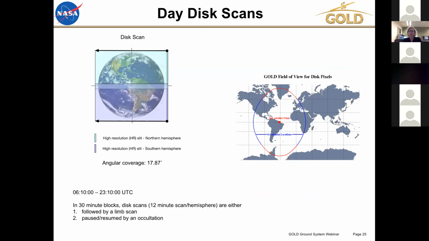So let's look at each one of these observations that were just described. This is what the day disk scan looks like. We talked about this is the location of the spacecraft, and this is the field of view for the GOLD instrument. You can see, like we talked, we don't have the entire continental US, but we have the majority of the continental US in our field of view.